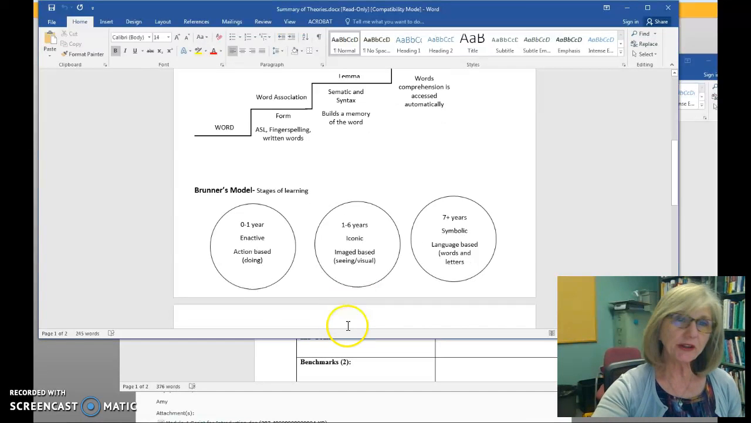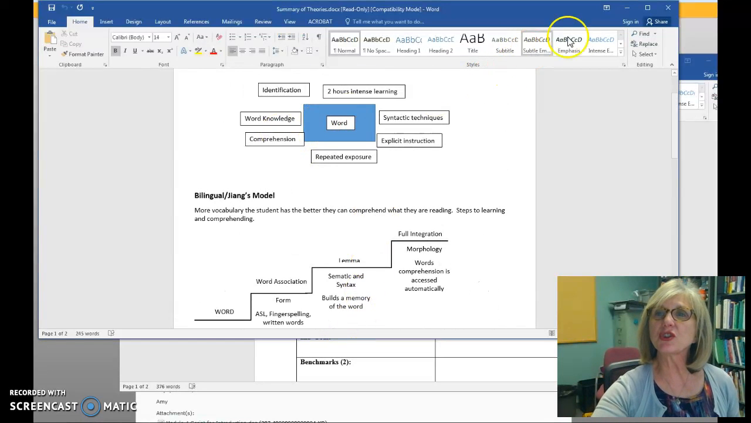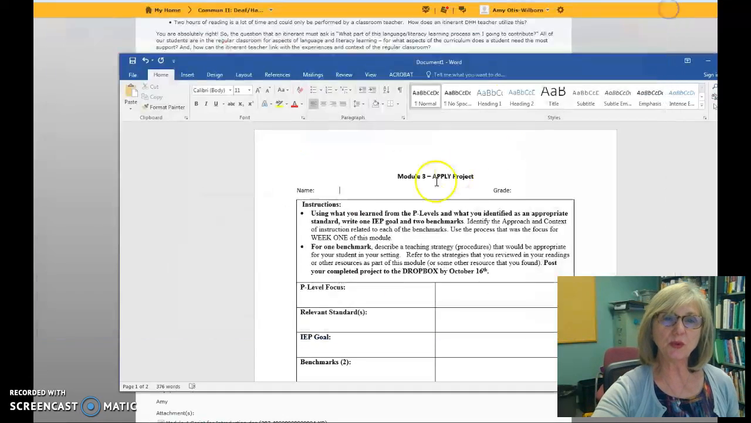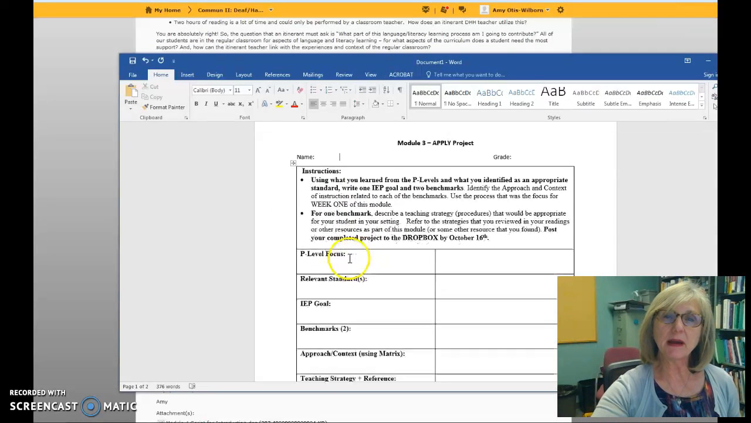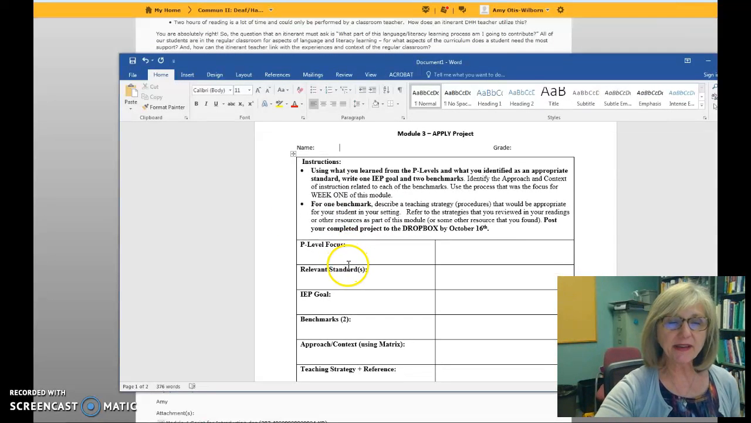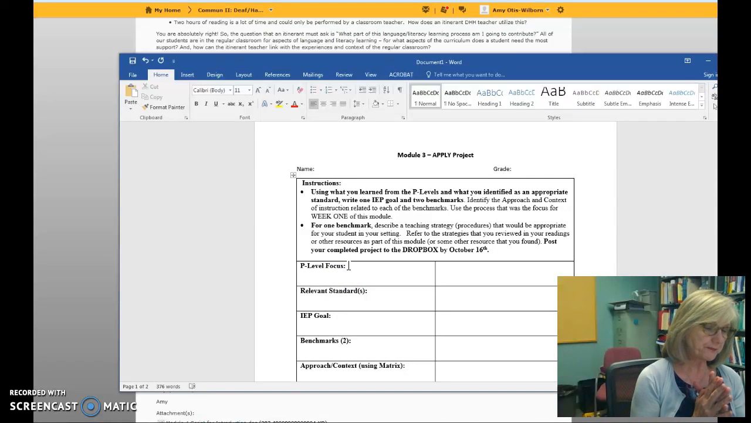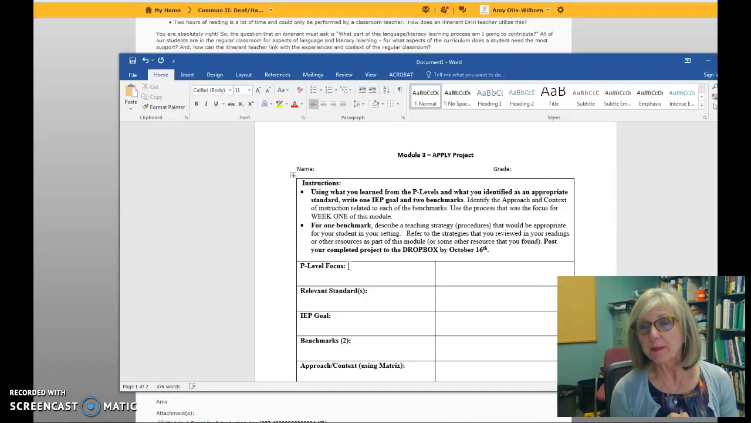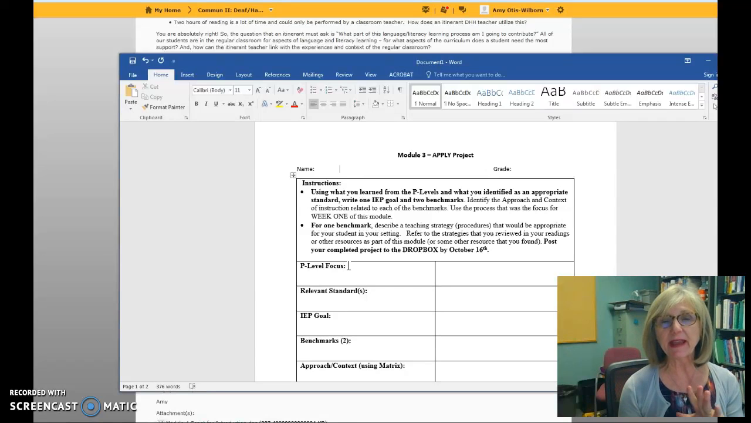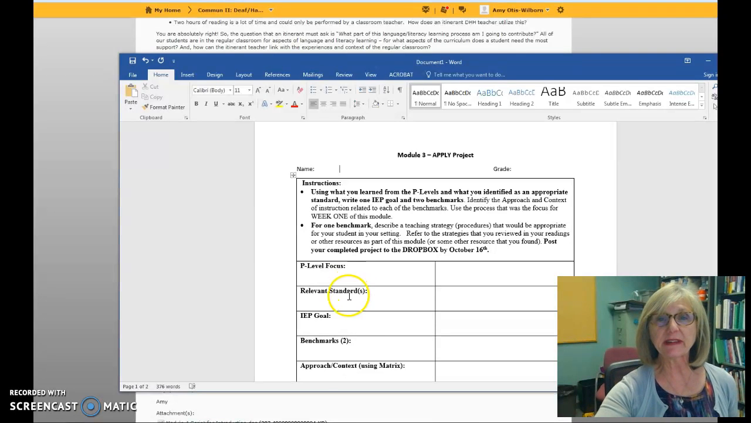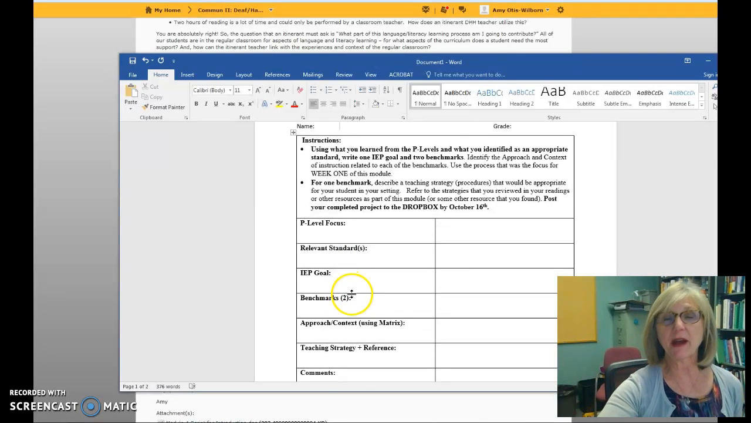I also want to make sure that you look at the Dropbox, because in the Dropbox, what I do is I attach feedback for each of the projects. So I did that for Module 2, and we just uploaded feedback for Module 3. And I'm just going to say a couple of things about Module 3.